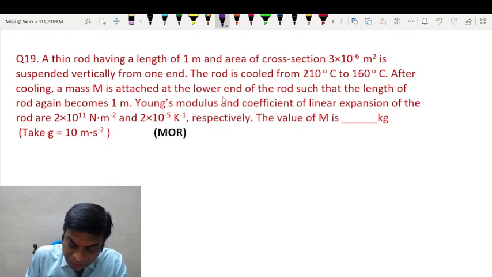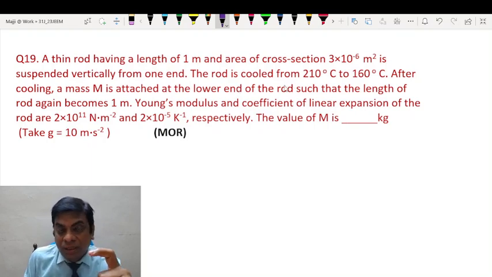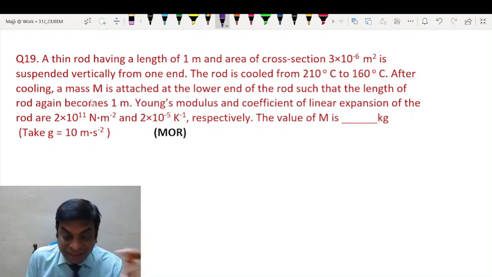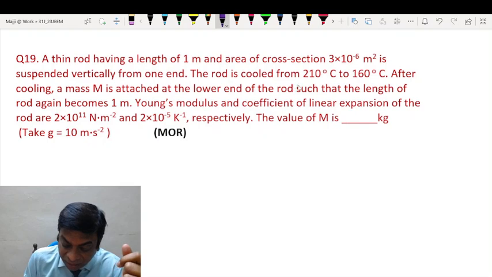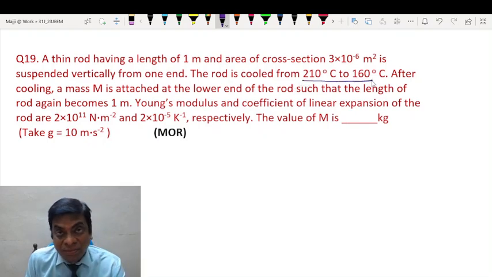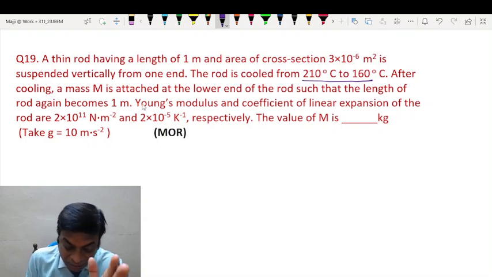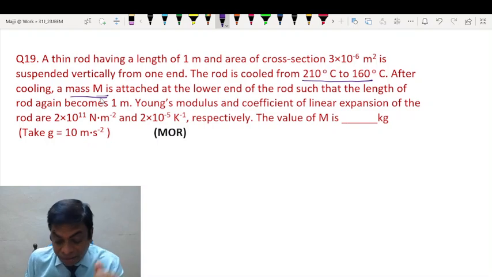So here, as you can see, when a rod is suspended from one end and it is cooled, naturally it will get compressed. But as soon as a mass is attached, that decrease in length is compensated by the increase in length. In other words, the reduction in length due to decrease in temperature must be same as the increase in length due to the weight attached at the lower end.